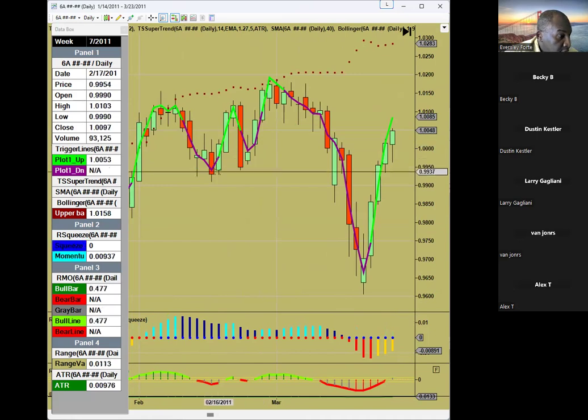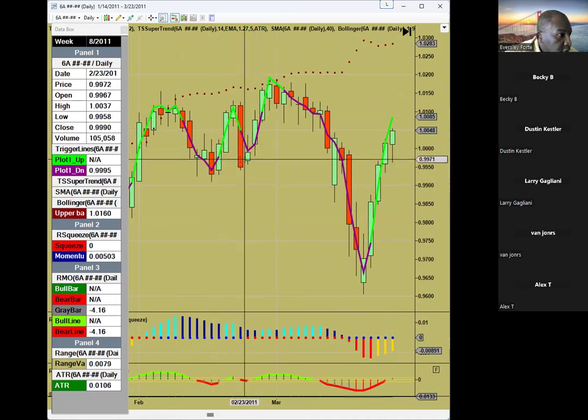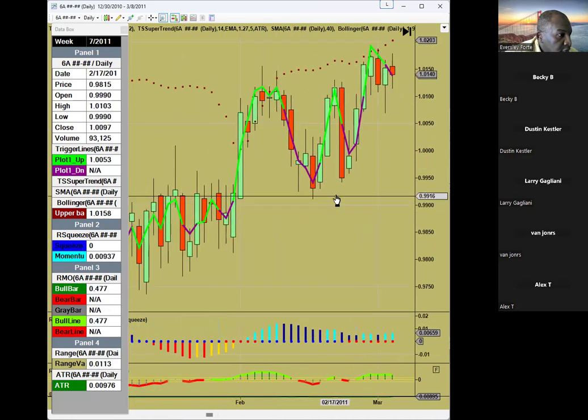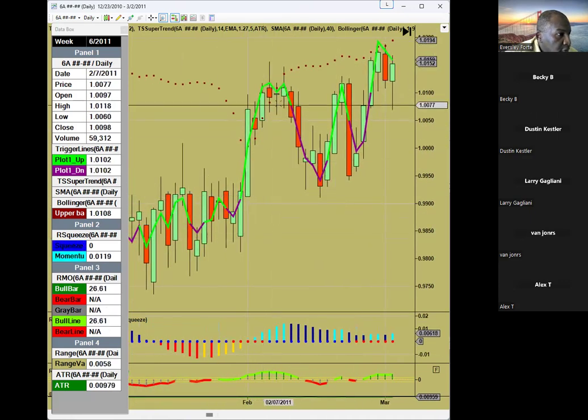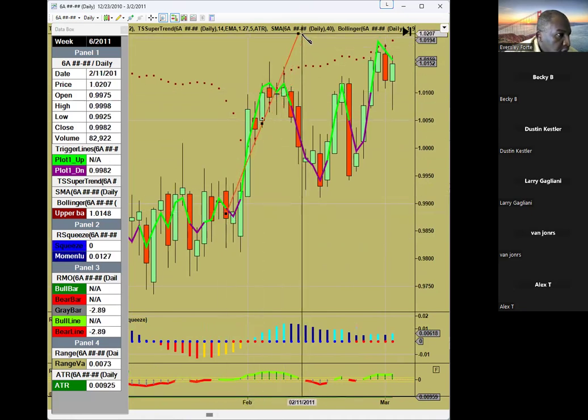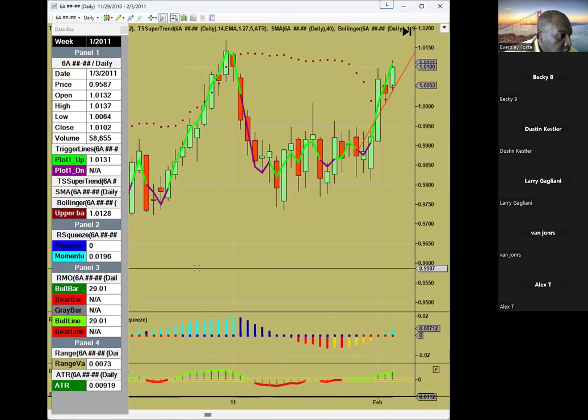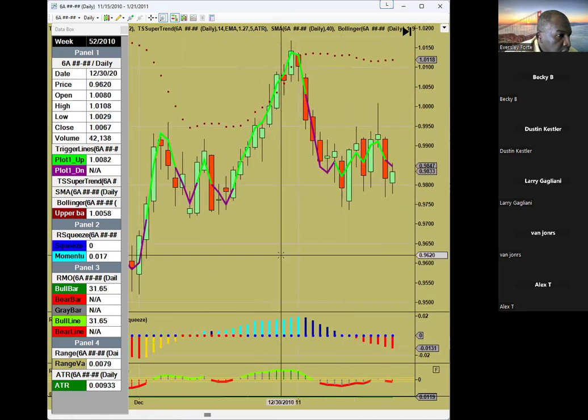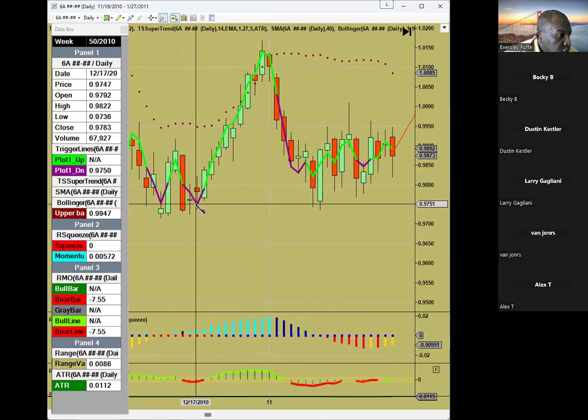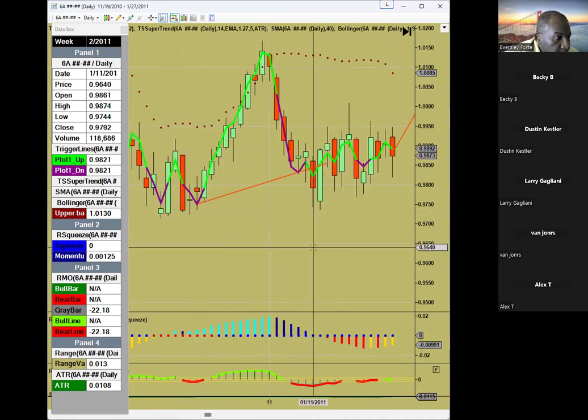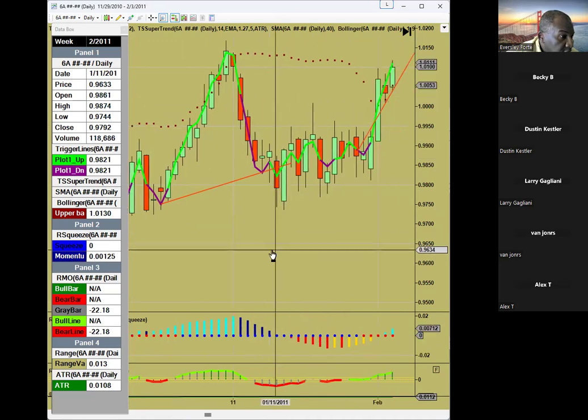Touches the upper Bollinger Band. Boom. Okay, that one was in there. Touches the upper Bollinger Band. Closes below. Take a look at this one real quick. Touches the upper Bollinger Band, closes, makes a V. This low is 0.9744, 0.9736.